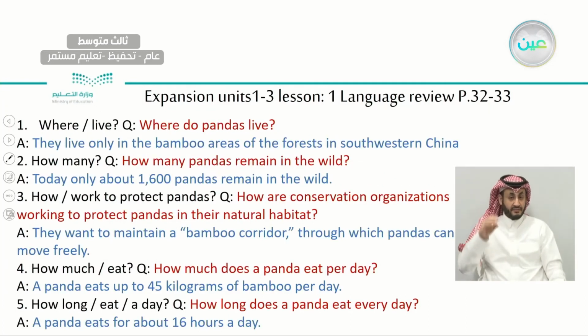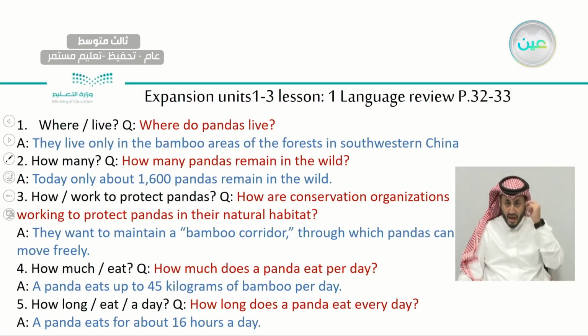So first, the first one: where do pandas live? This is the first question. Where do pandas live? The answer: they live only in the bamboo areas of the forest in southern China. Did I make up this information? No, it's from the reading. You have to go back to the reading. Number two, how many pandas remain in the wild? Today, only about 1,600 pandas remain in the wild.